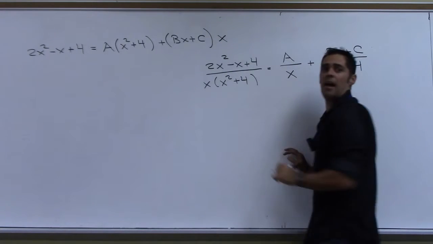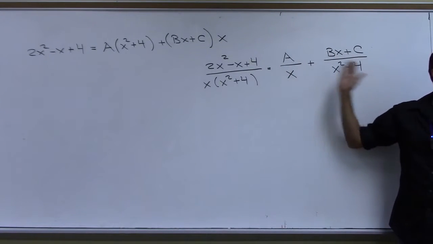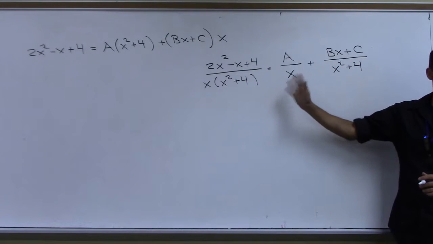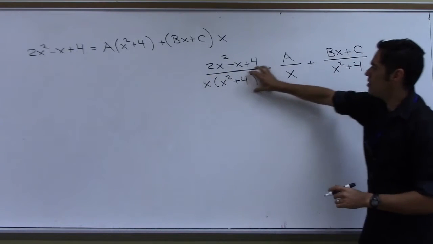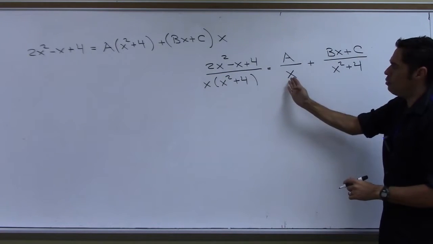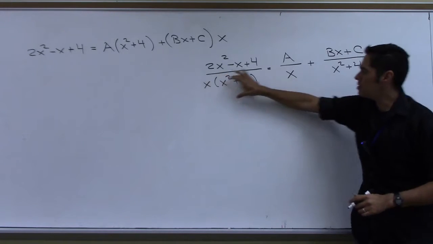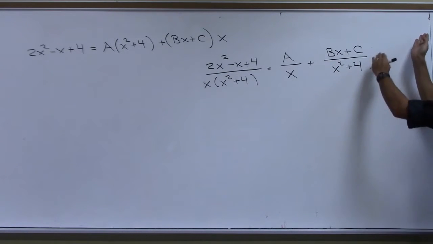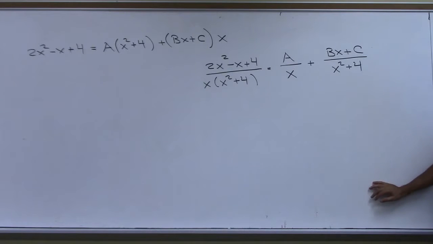Does everybody see that? That's what happens when you multiply both sides by the LCD. The things that cancel: imagine this thing right here, the x's go away. Imagine this thing right here, the x squared plus 4's go away. Do y'all see it?